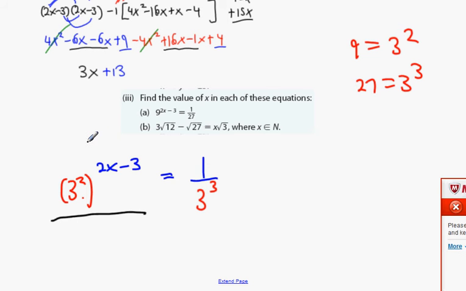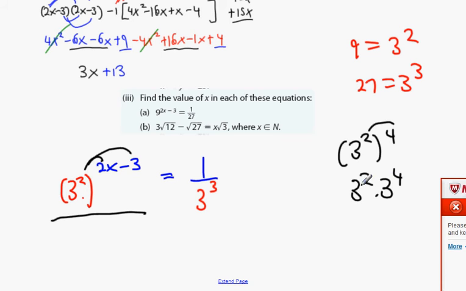What's the rule for this one here? Sam? Multiply the 2 by 2x minus 3. Okay, if you don't remember, 3 to the power of 2 to the power of 4, you multiply them to get 3 to the power of 8. If it would look like this, the answer will be 3 to the power of 6. Do you see the difference between the two of them? Okay. So this is going to be, as Sam said, 3 to the power of 4x minus 6.